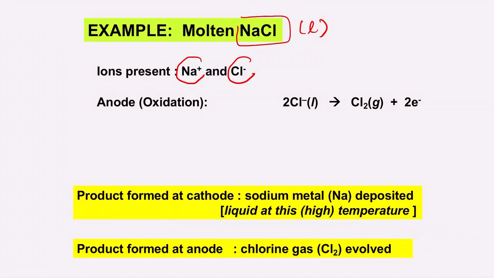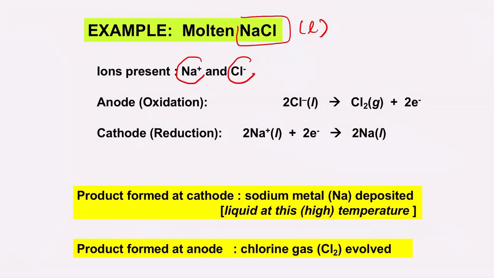Okay, so obviously you only have one cation and one anion, so there's no problem for you to pilih which ion will be discharged at anode or which one will discharge at cathode, because obviously the positive ion will discharge at cathode right here.